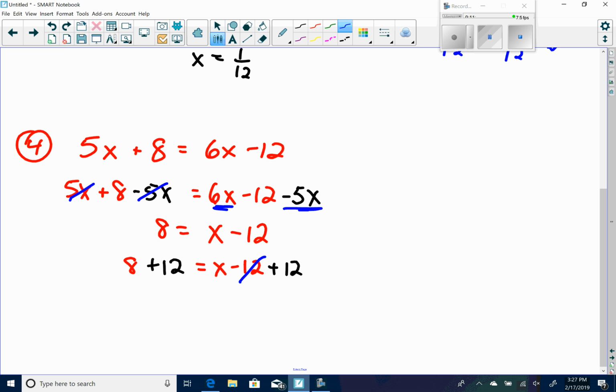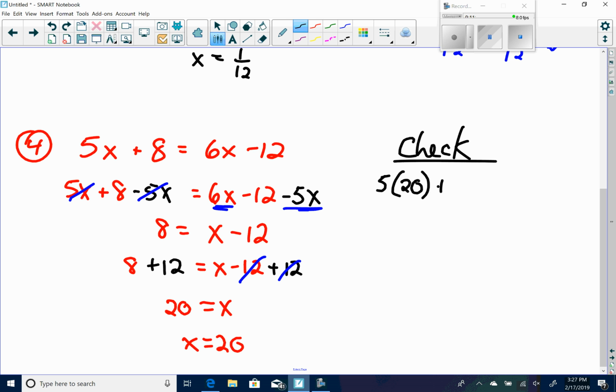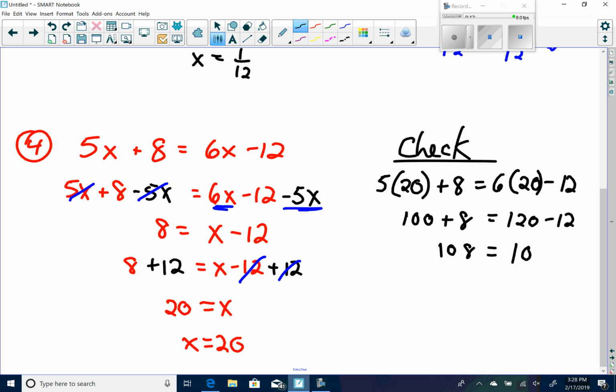So again, these 12s are going to cancel out on the right side. This time I'm just left with x is equal to 8 plus 12 will give me a 20, or I could flip that around to say x equals 20. Again, let me check this real quick. When x is 20, I'm going to have 5 times 20 plus 8 equals 6 times 20 minus 12. 5 times 20 is 100 plus 8. 6 times 20 is 120 minus 12. This will give me 108. And 120 minus 12 will also give me 108.